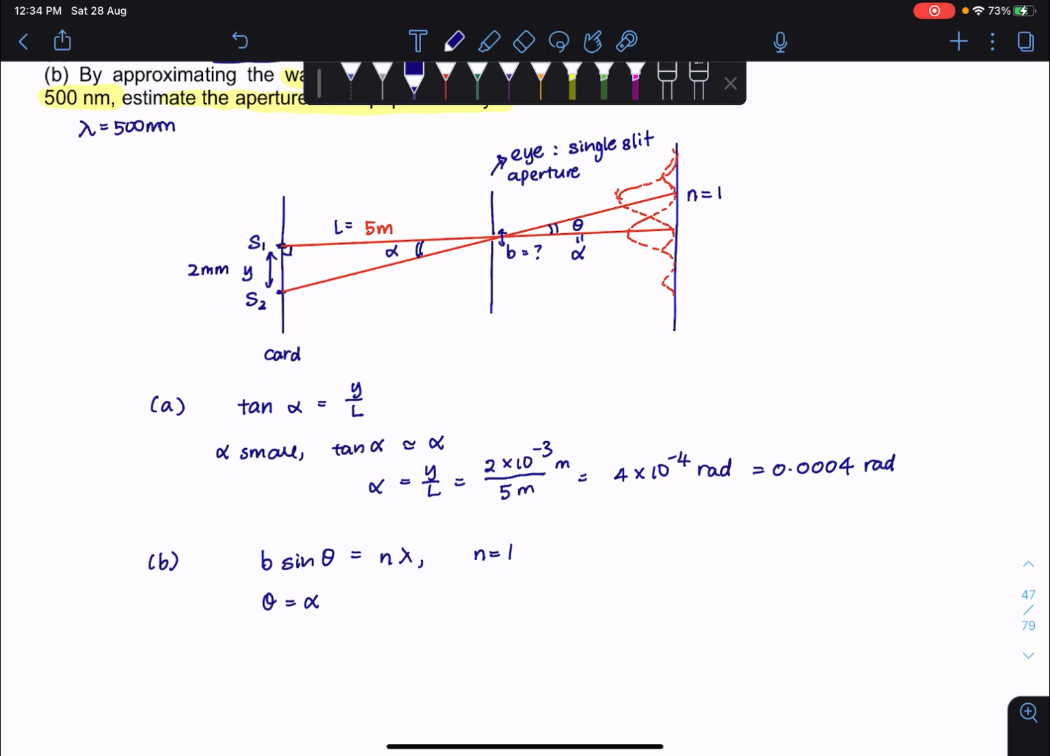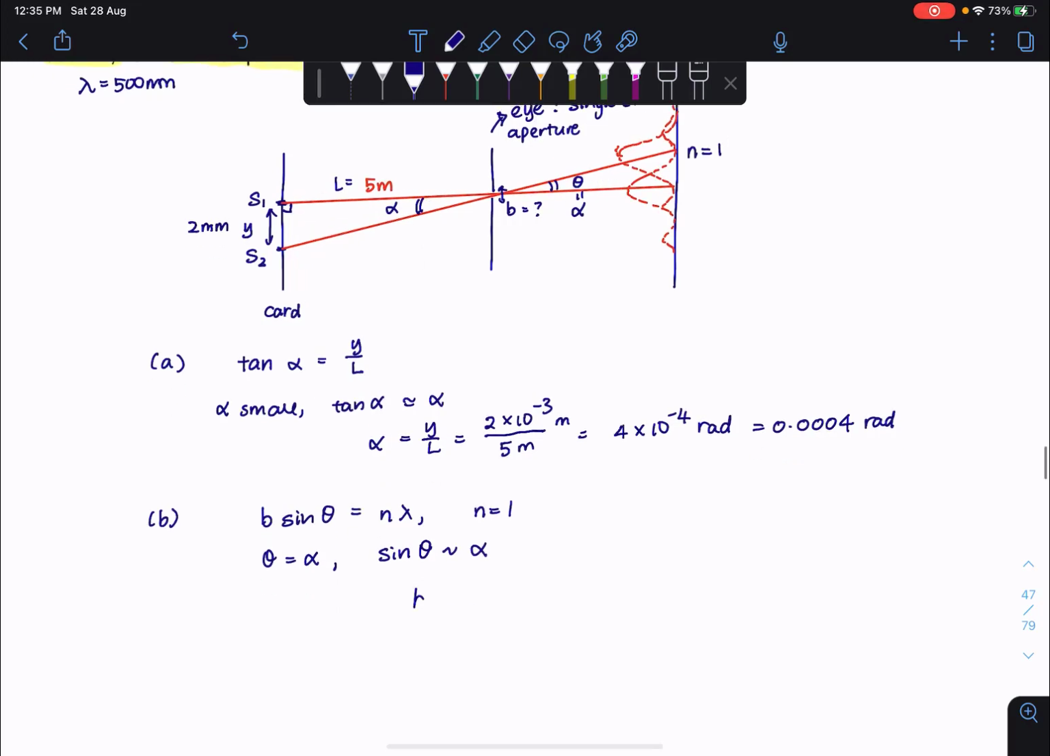But we again know theta is very, very small, so we can approximate sine theta by alpha itself. This will give me b times alpha equals lambda. And b is what I want to find. This implies b equals lambda over alpha. Lambda is 500 nano, which is 10 to the power minus 9. Earlier on, I found my alpha to be 0.0004 radians, and that works out to be 1.25. If I work it out and convert into millimeters, 1.25 millimeter.